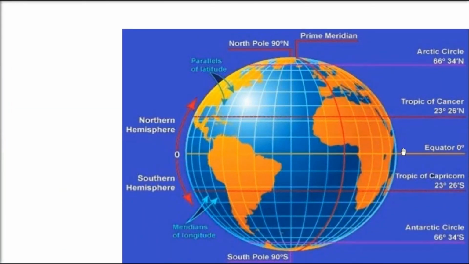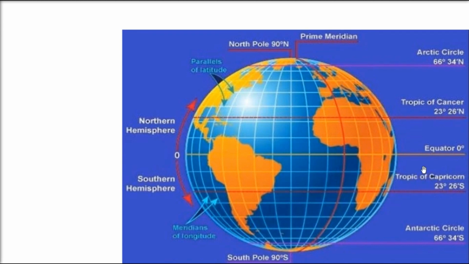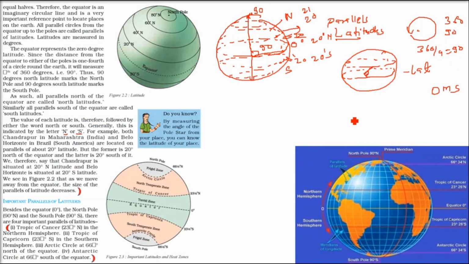So what are these important lines? This 0 degree, now you know, is the equator. You go up to 23 degree 26 minute north. Just assume that it is 23 degree; the actual number is given here. We call this line the Tropic of Cancer, Kark Rekha. Now the same way you come below, the same degree, 23 degree 26 minute south, and we call this latitude the Tropic of Capricorn, Makar Rekha. Tropic of Cancer, Tropic of Capricorn.